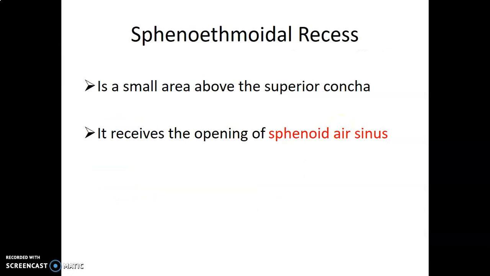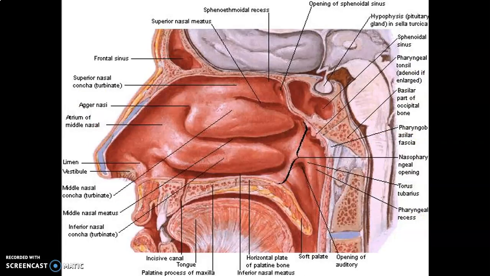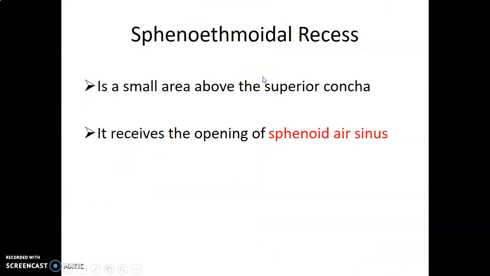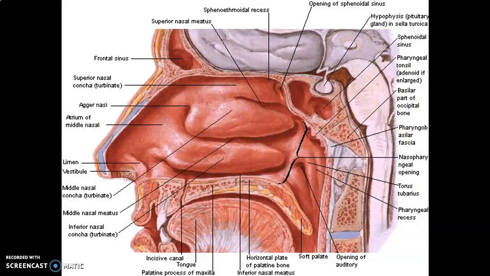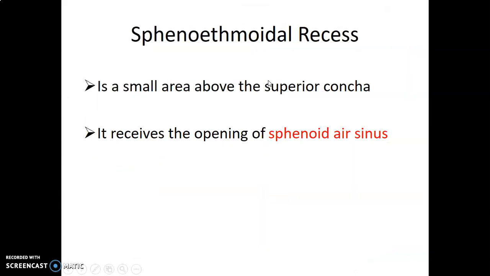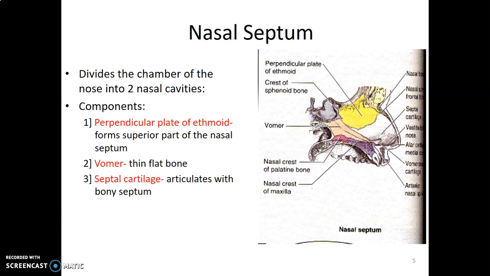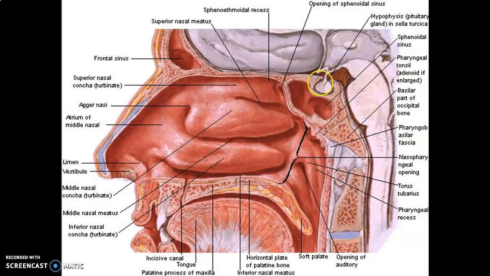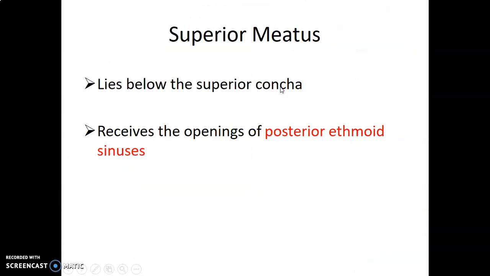We have what we call the sphenoethmoidal recess. Here it is. This portion here is the sphenoethmoidal recess, and it's a small area above the superior concha. So this is the superior concha here. And it usually receives the opening of the sphenoid air sinus, and this is the sphenoid air sinus. So this portion here is the recess, and it receives the opening of the sphenoidal air sinus. Then we have a superior meatus.